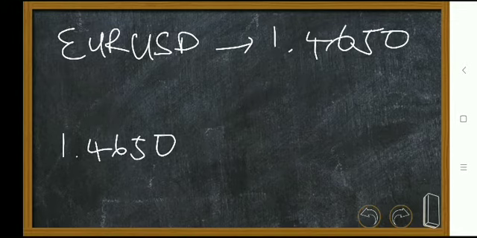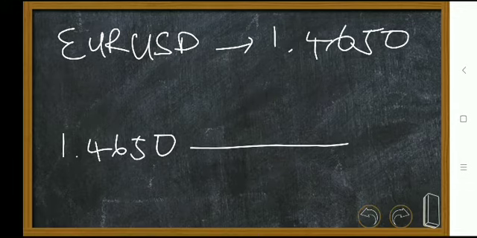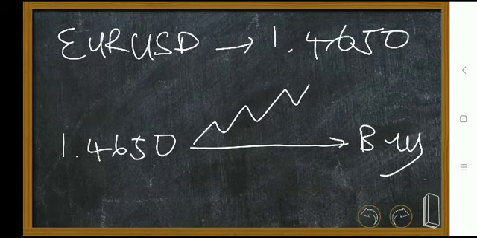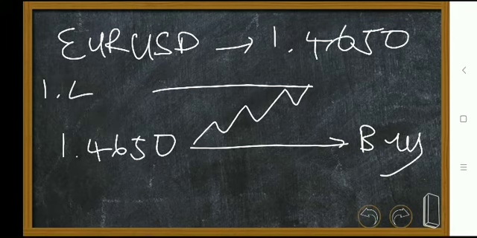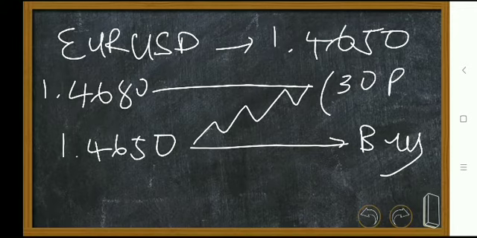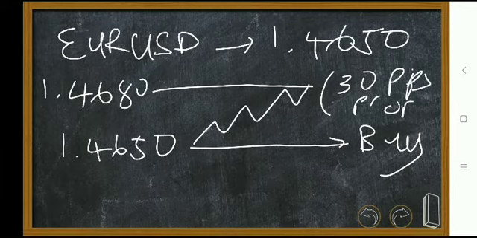1.4650. So you placed a buy order, or you bought. So when price goes up, let's say it reaches 1.4680, you will make profit, and we'll say it's 30 pips profit. That's your profit. You've made profit.